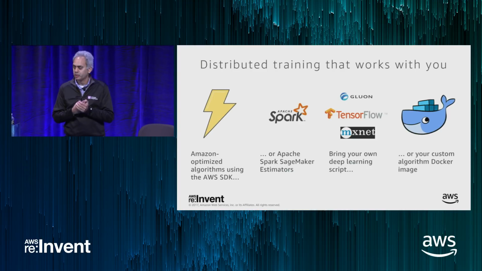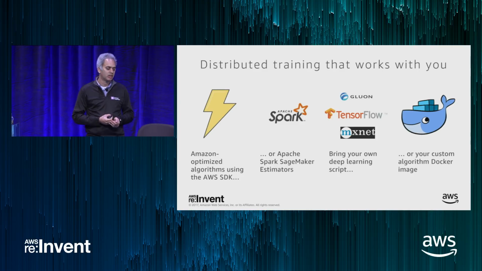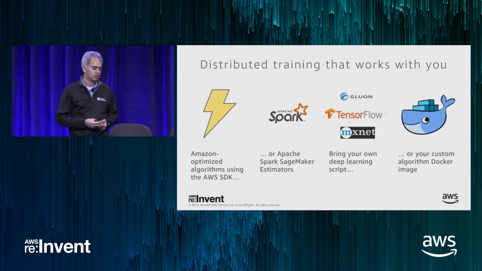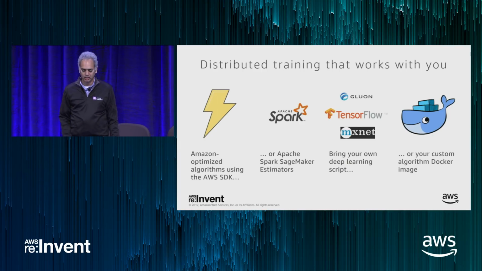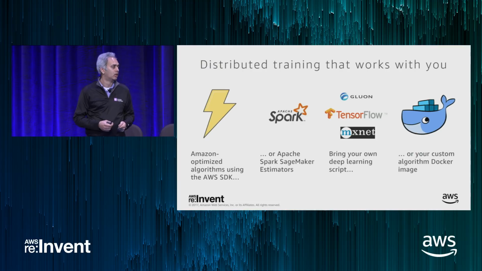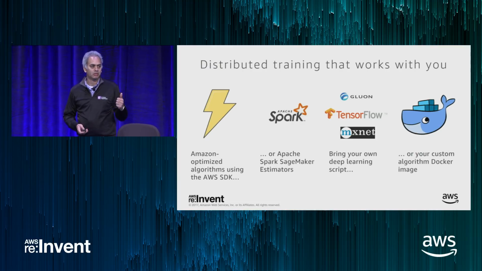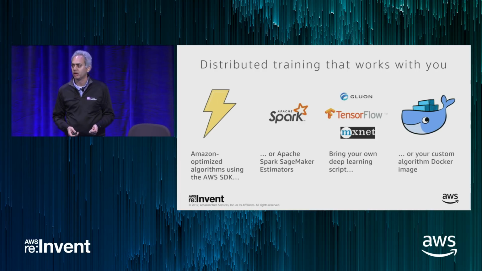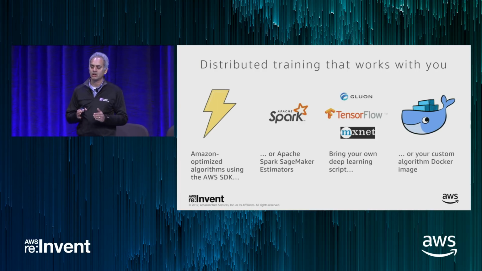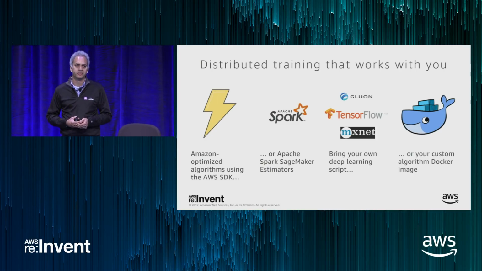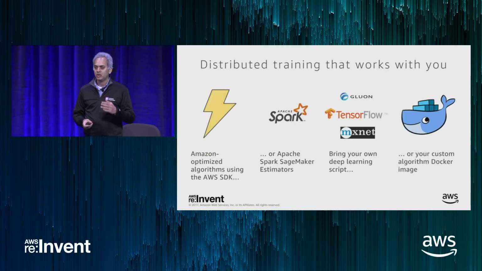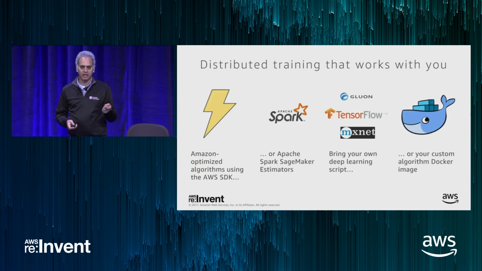So the first part of it, and I think one of the most exciting parts, is distributed training that works with you. We have an environment that, with a single API call, and I'll demo that later on, allows you to spin up a cluster and do distributed training on massive amounts of data. The first way that you can utilize this distributed training environment is through a set of Amazon optimized algorithms through the AWS SDK. We have a set of 10, 11, something like that algorithms, depending on how you count. And you can use those through the SDK very easily with one API call.